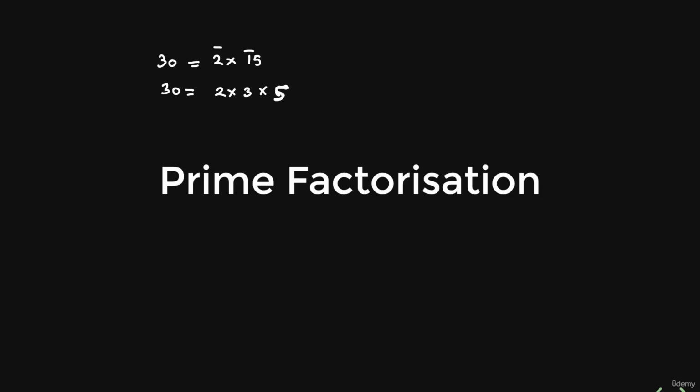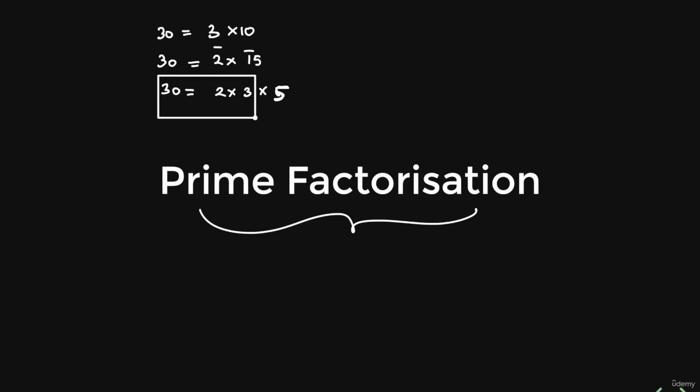So what is prime factorization? Prime factorization means breaking a number in terms of its prime factors. There are many ways to do the factorization, but there is only one way to write the prime factorization. For example, 30 can be written in terms of prime factors like this. So there is only one possible, unique prime factorization for a given number. And you can see all the factors that we are writing are prime numbers.